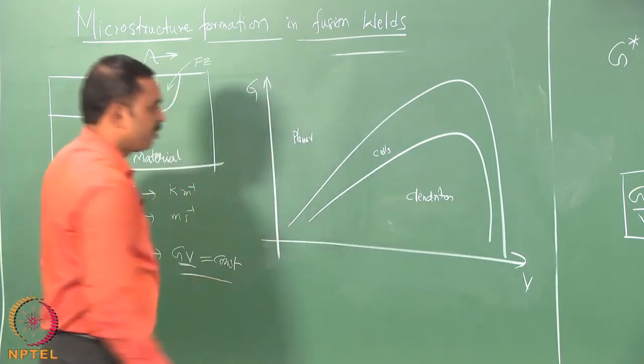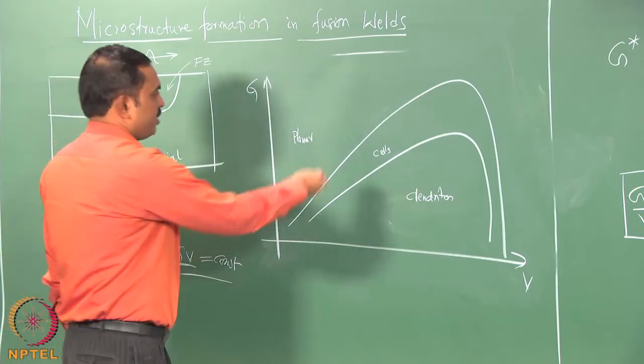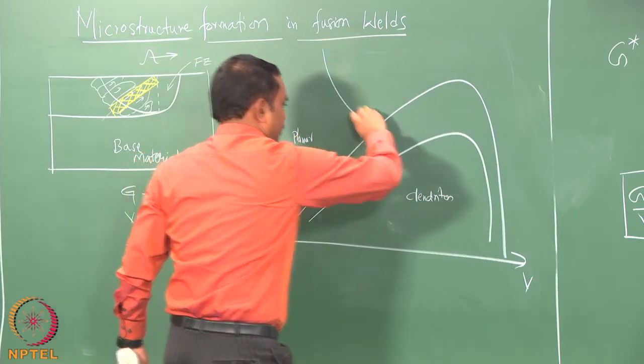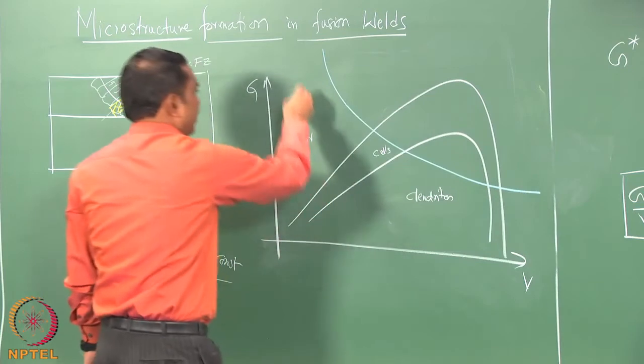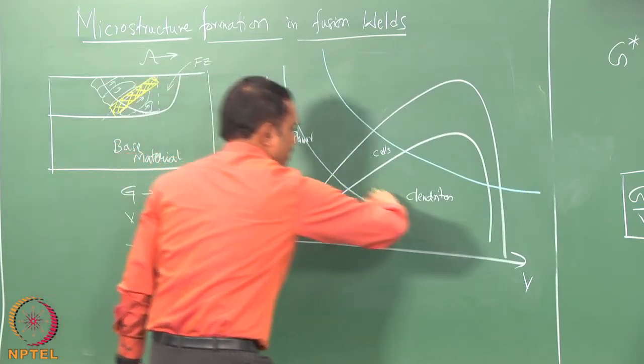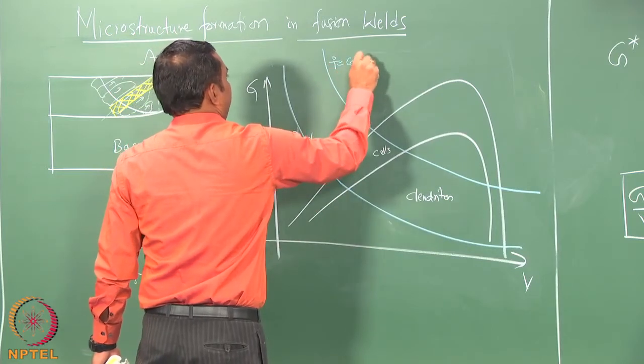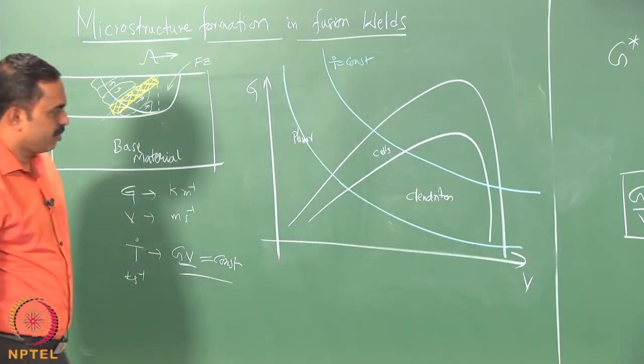So, this is how we are going to superpose. The hyperbolae are going to look like that, at large or small values, they are going to look like that. So, constant cooling rate curves are going to look like that.